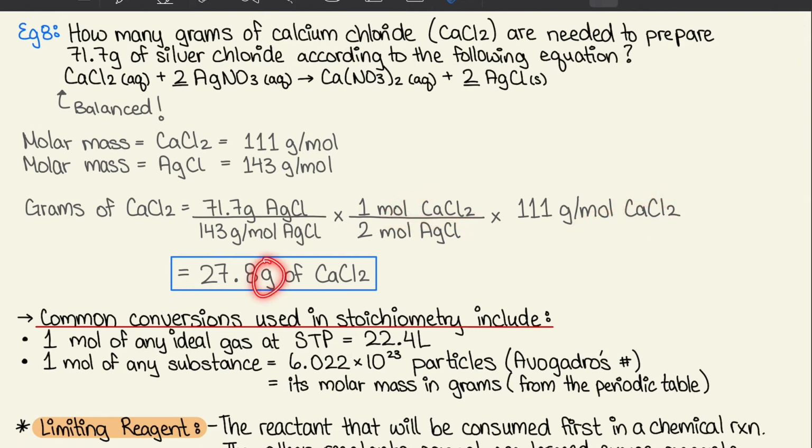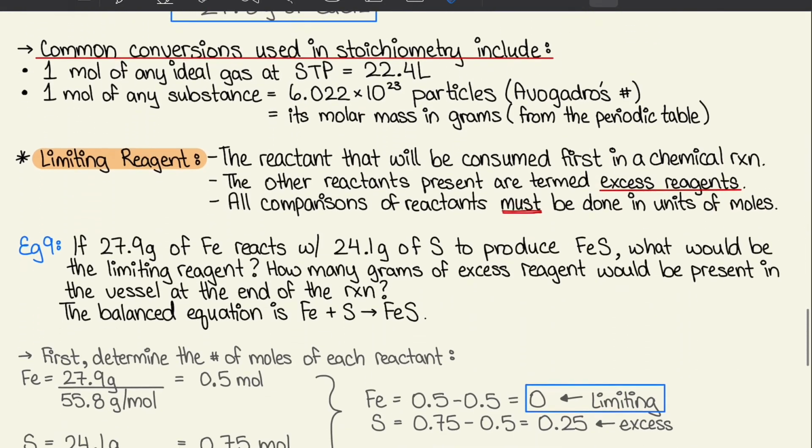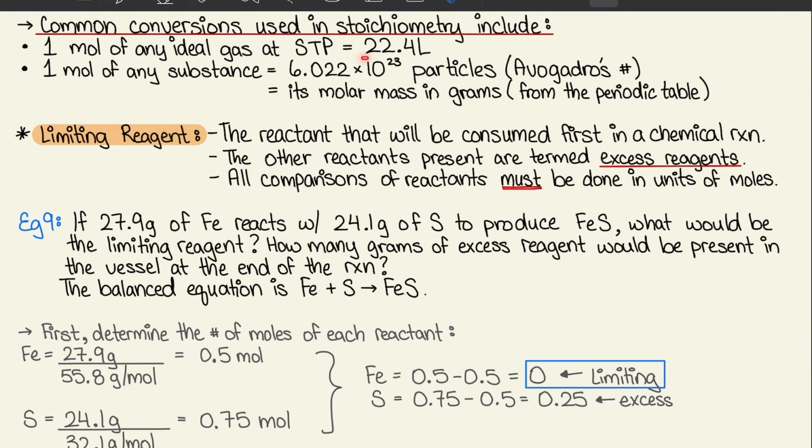And the common conversions used in stoichiometry include: 1 mole of any ideal gas at STP is 22.4 liters, and 1 mole of any substance is equal to Avogadro's number, which is 6.022 times 10 to the 23 particles, and its molar mass in grams from the periodic table.